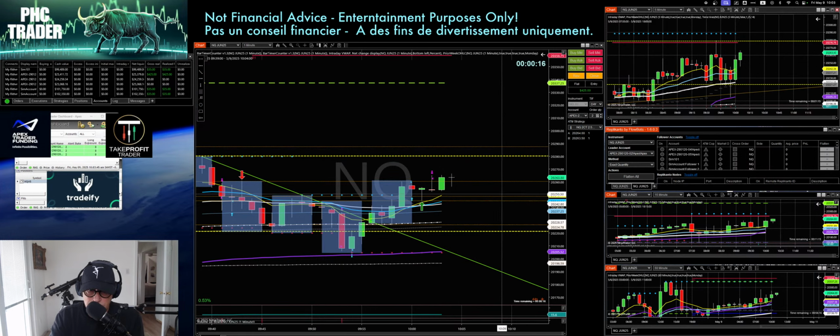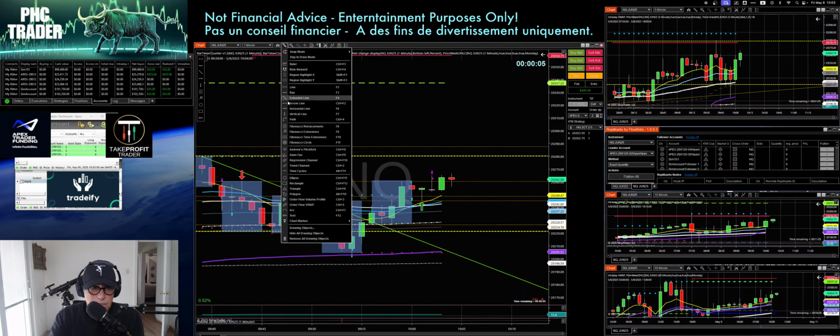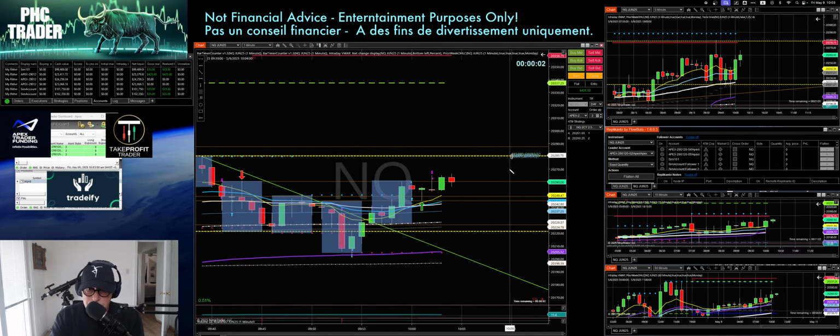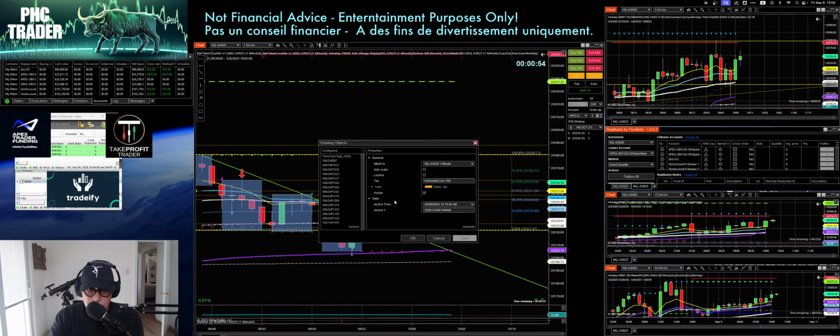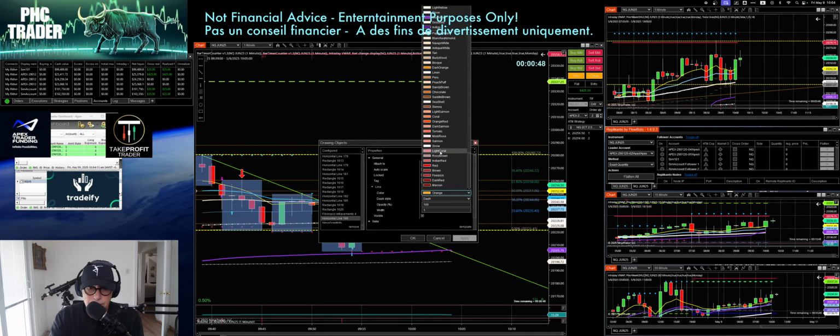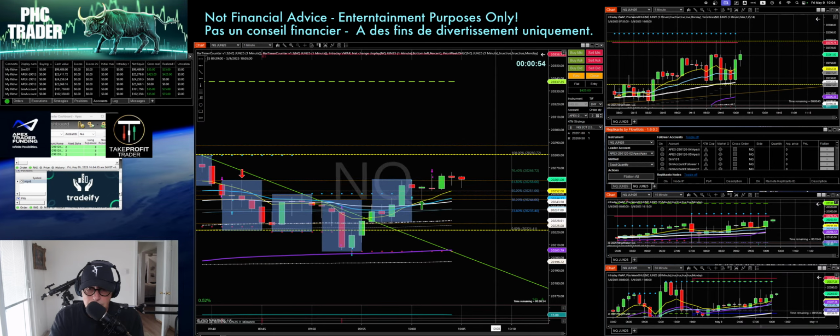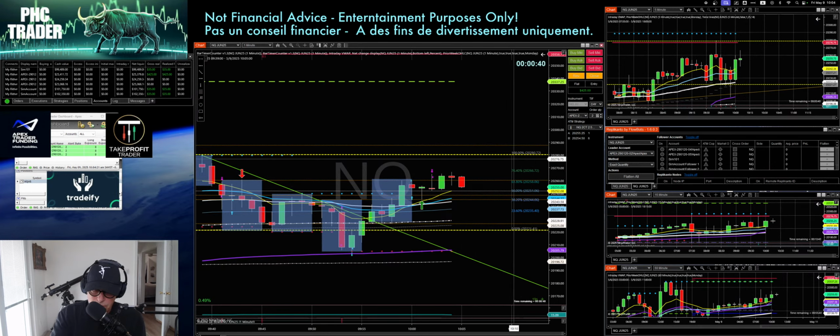This is the middle of the range, which is not the best to trade. C'est pas le meilleur pour faire un trade. Quand on est dans le milieu du range, you do Fibonacci here like this. And then you just trace a line at the 50. I put it white, jamais blanche habituellement. See the white one here? Tells me this is the middle of my range.